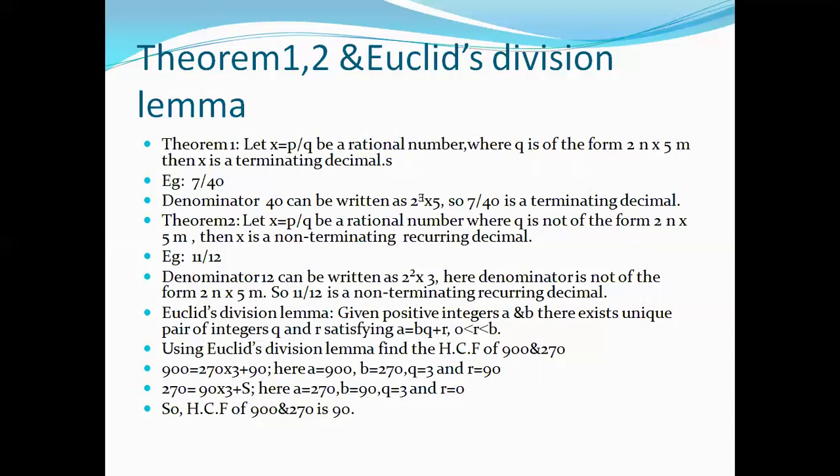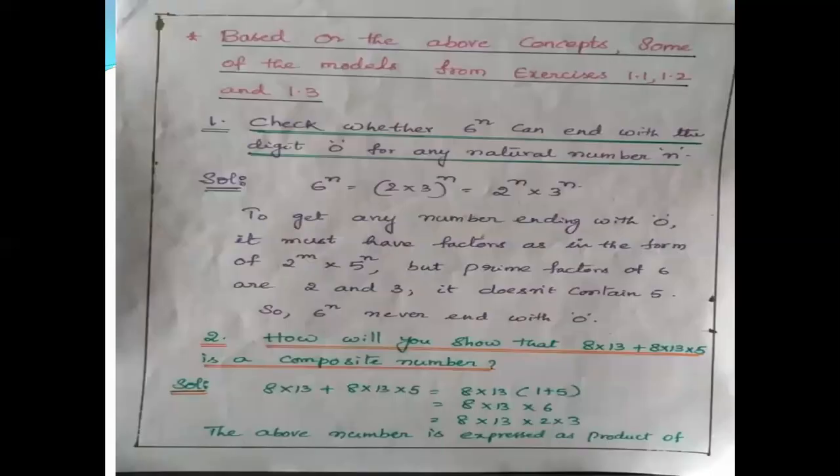So once again, I'm explaining, children. 900 we can write as 270 into 3, that is 810, which is nearer to 900. So the difference is 90, which is the remainder. Then 270 will become the dividend and 90 will become the divisor. So 90 times 3 is 270, which gives a remainder of 0. That's why, with the divisor 90, we got the remainder 0. That's why HCF of 900 and 270 is 90.